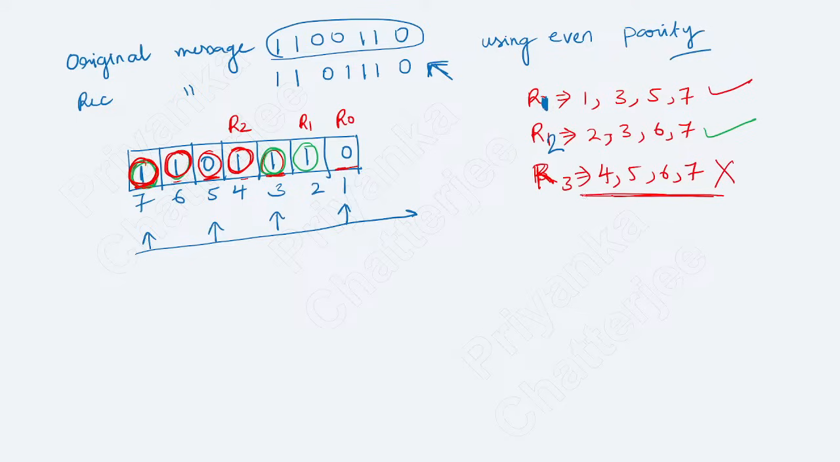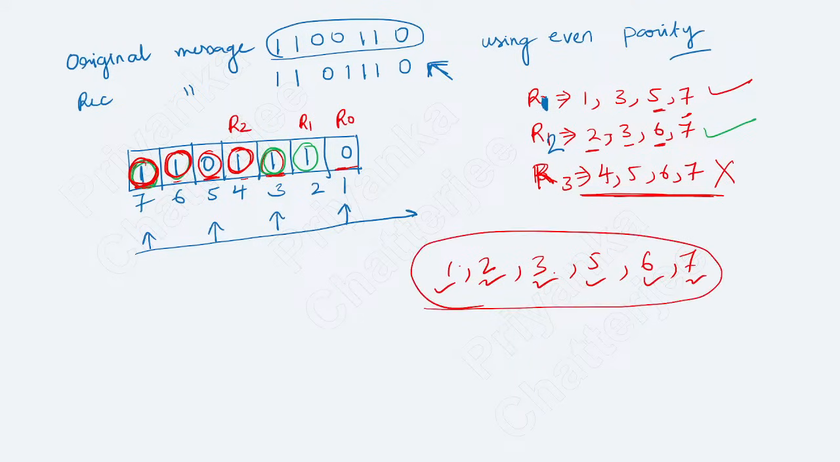Now out of this combination, check it. All this combination: 1 was correct, 2 was also correct, 3 is also correct. From here I can get that 5 is also correct, 6 is also correct, 7 is also correct. Then out of that, which one is missing? Here you are getting combination 4, 5, 6, 7.